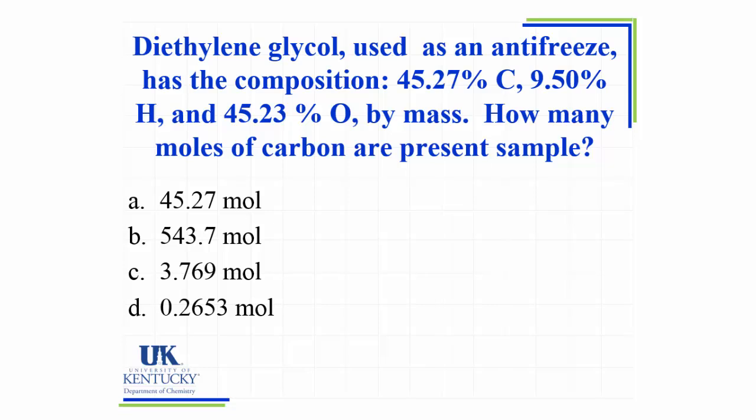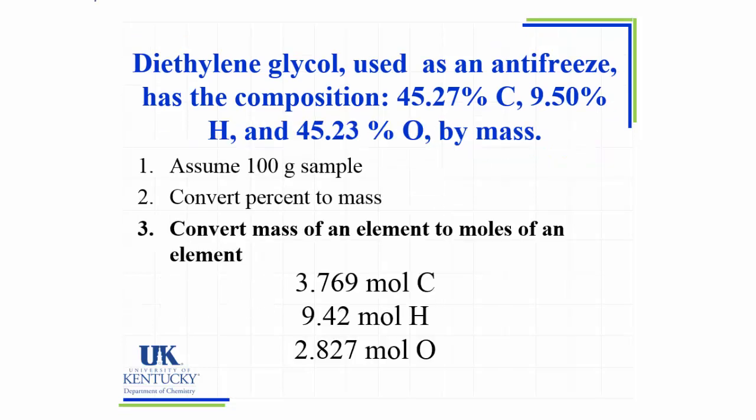So in this step, you need to calculate the moles of carbon that are present in the sample. Now that we know the grams of carbon, we can convert it to moles by dividing by its molar mass, or 12.01 grams per mole. And what we find is that we have 3.769 moles of carbon in the sample. Now we can do the same thing for the hydrogen and oxygen. And what we find is that we have 3.769 moles of carbon, 9.42 moles of hydrogen, and 2.827 moles of oxygen.